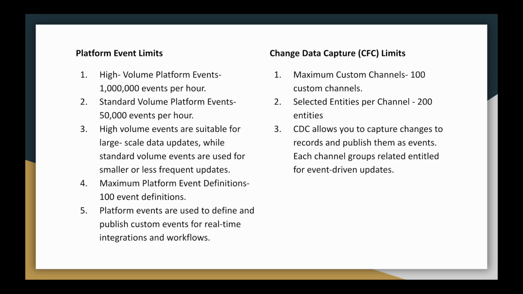We have a high limit for it, that is high volume platform events. We can have 10 lakh events per hour, and for standard we can have 50,000 events per hour. High volume events are suitable for large scale data updates, while standard volume events are used only for smaller or less frequent updates. And for maximum platform event definitions, we have 100 event definitions. We can have 100 event definitions at a time, but that's the most we can have.